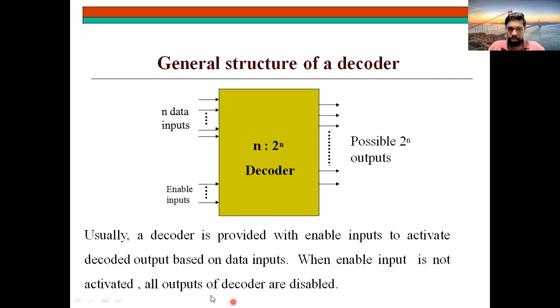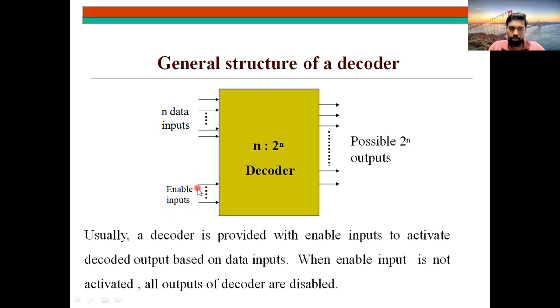When the enable input is not activated, all the outputs of the decoder are disabled. They will be in the disabled state when enable is 0. If enable is 1, then the respective outputs will be generated as usual. Be clear that enable inputs and data inputs are different. Don't combine the enable inputs with these; you should not count them among the data inputs. These are separate. The data inputs are sent into the decoder for processing, but the enable inputs are used only for the purpose of making the circuit be in the on state or the off state.